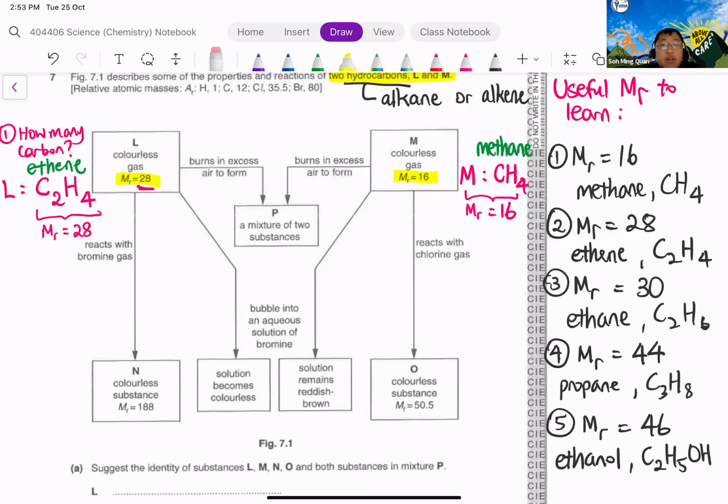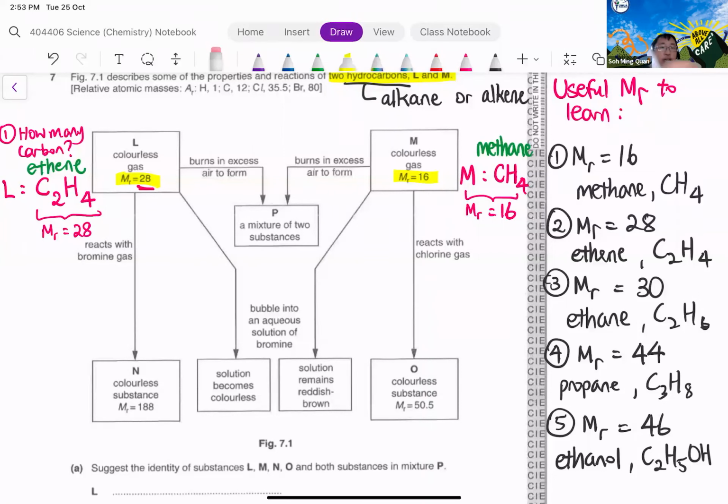All right, so now that you have copied the MRs, let's go through the flow chart. So now you know L is ethene, M is methane, just based on the MRs. So how do you do it? You always start with carbon. How many carbons do you think it would have? Then you work out how many hydrogens it has based on the MR. Okay, important skill to learn.